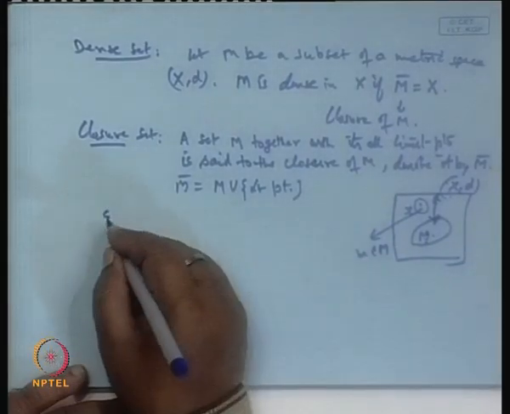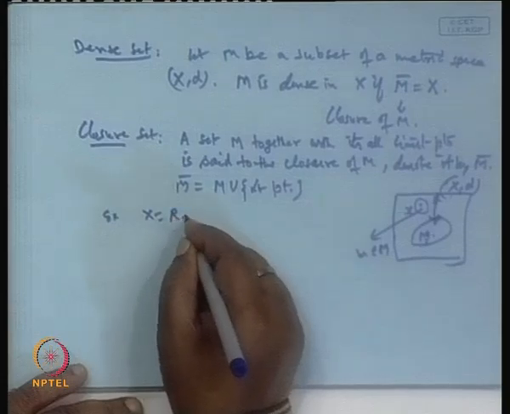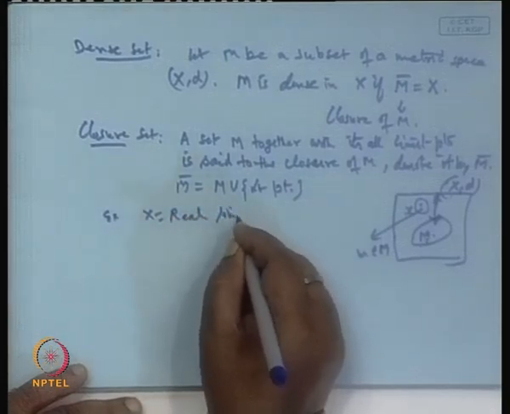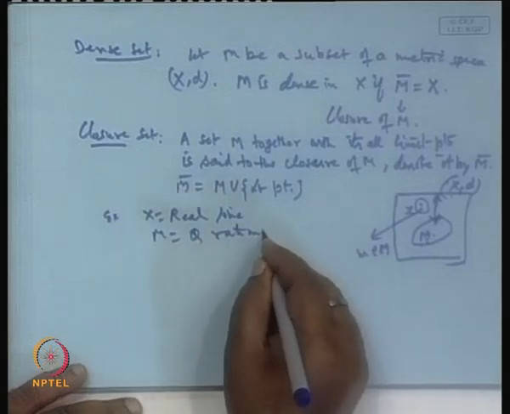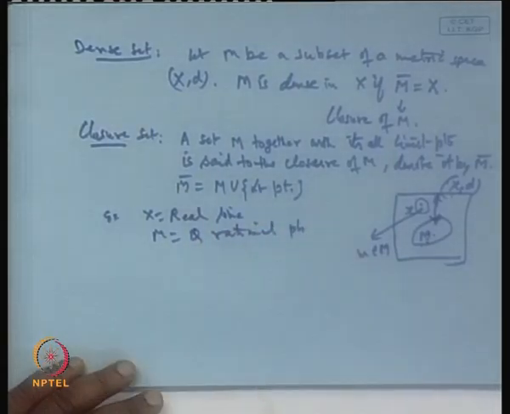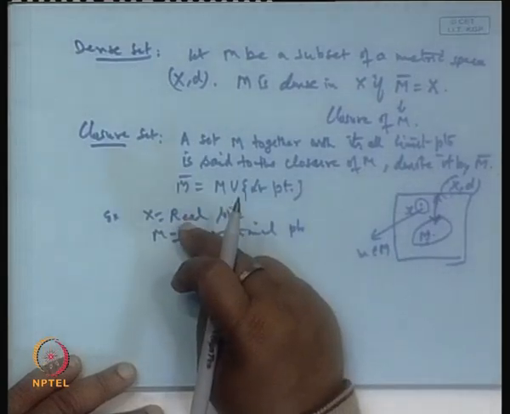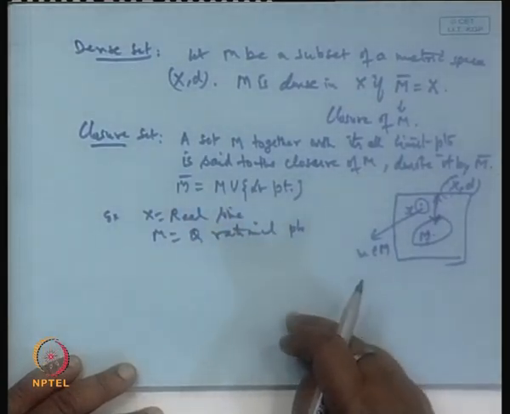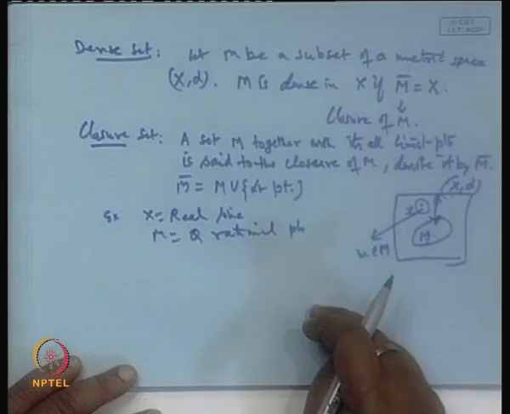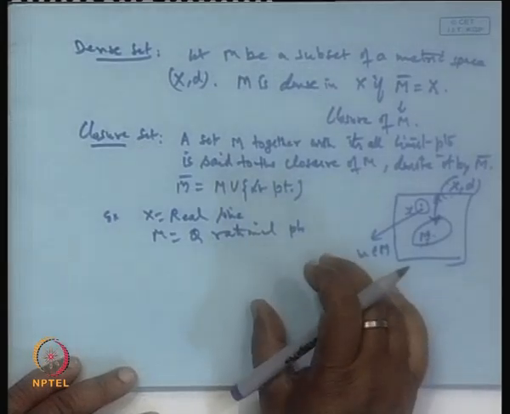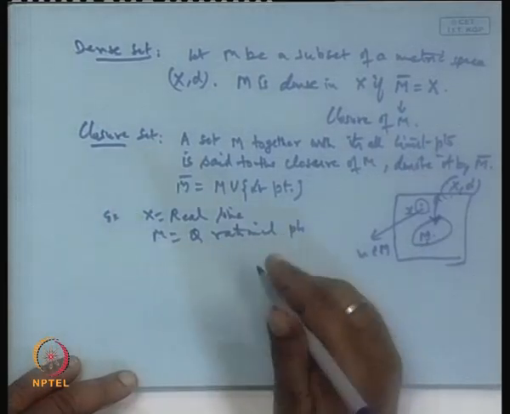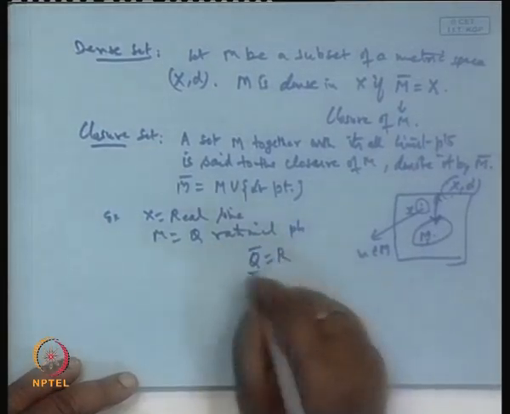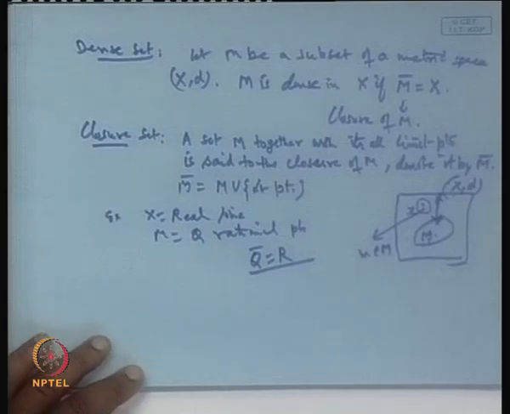For example, if we take X to be the real line, and M to be the set of all rational numbers, then for any real number you pick and draw a neighborhood around it, that is an open interval, it will definitely include rational points. So Q bar is R. That is one example.